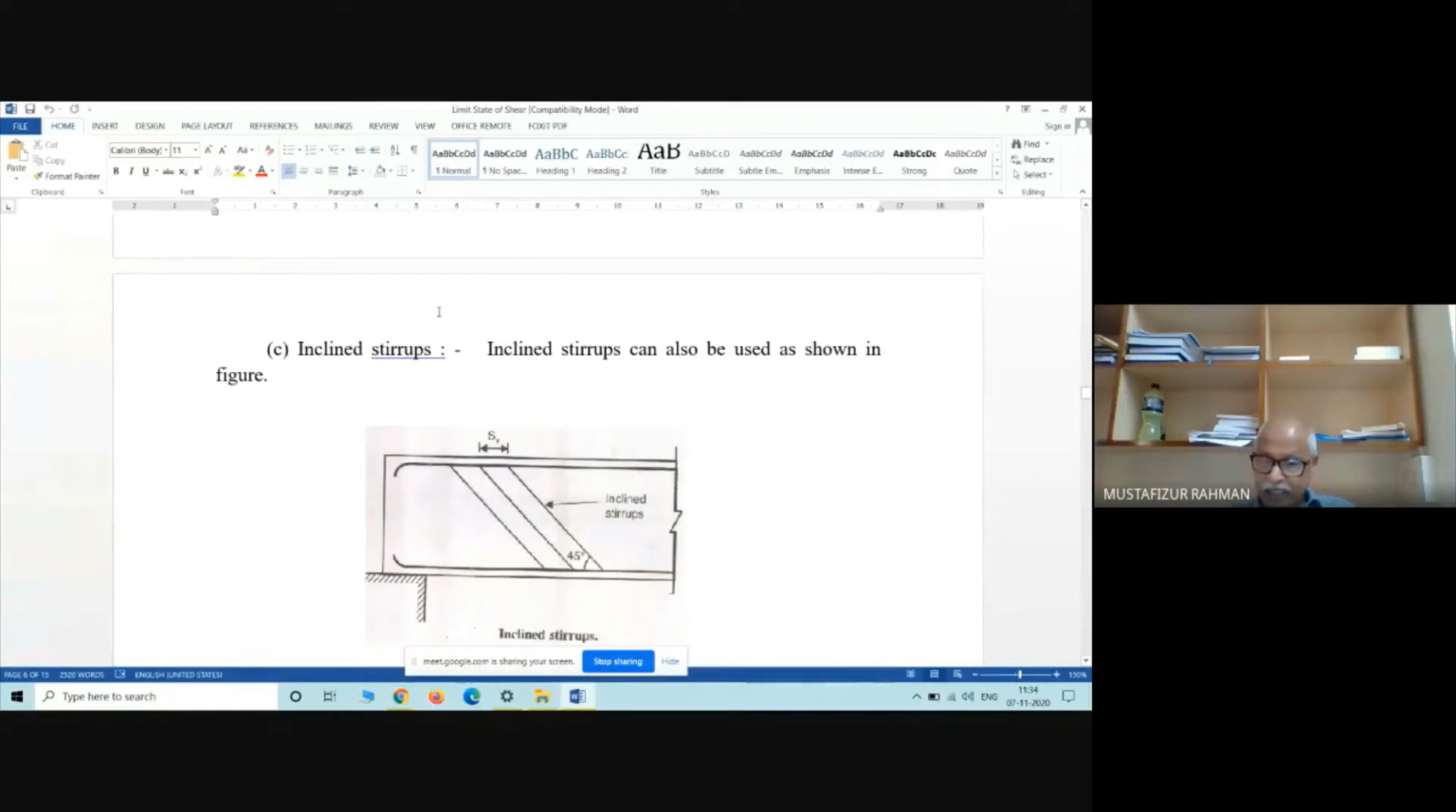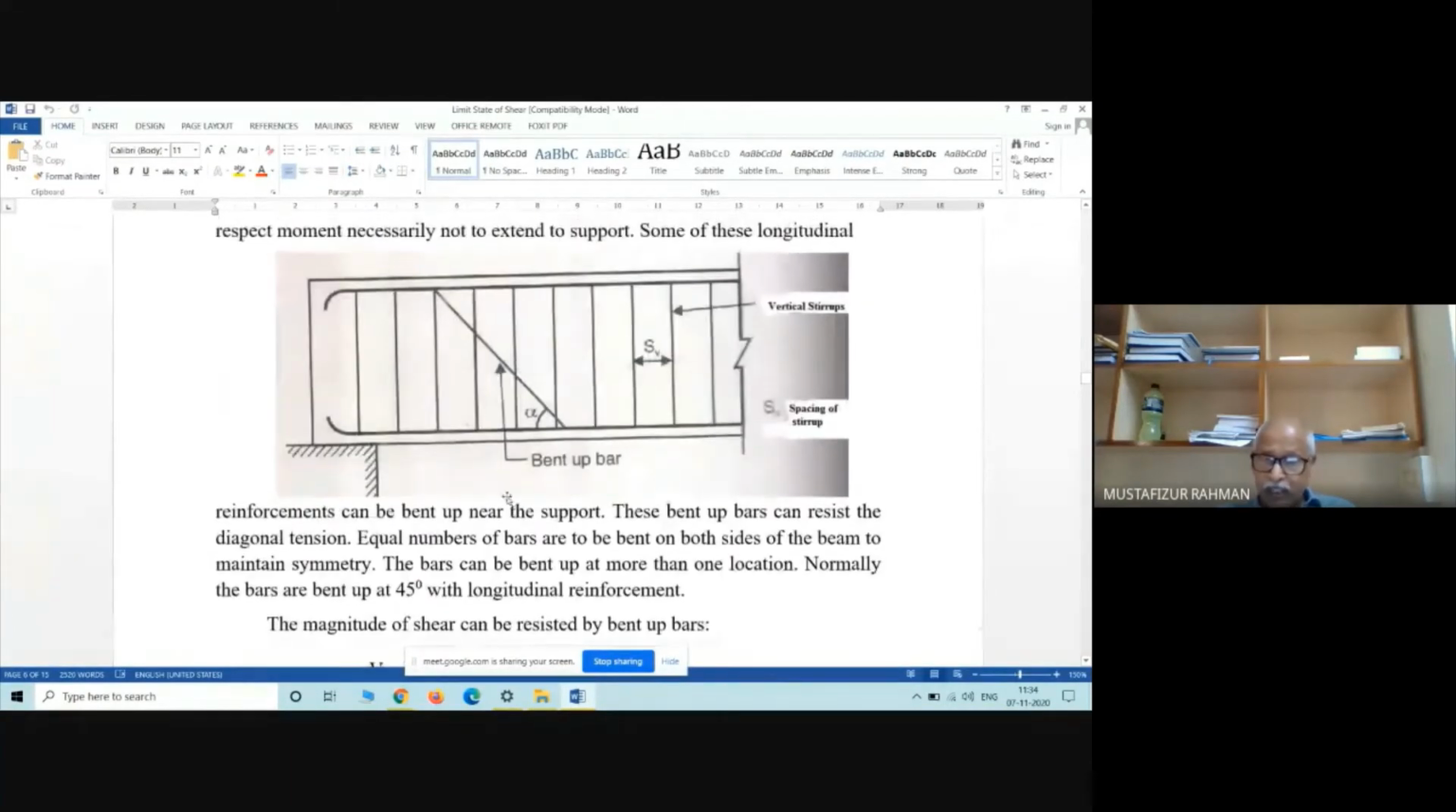Inclined stirrup. See here, these are inclined stirrups. So here, see here, these are vertical stirrups. The vertical lines, these are vertical stirrups. This is an inclined bar, not a stirrup. The bottom bar is raised.